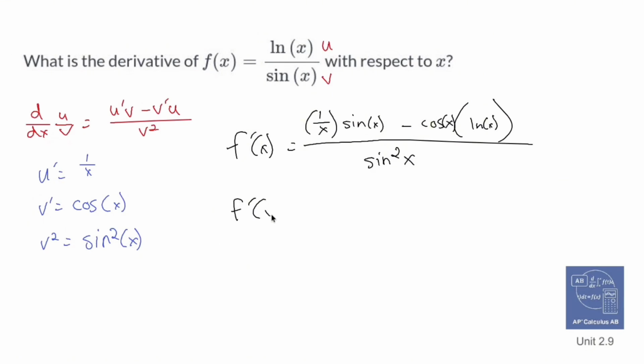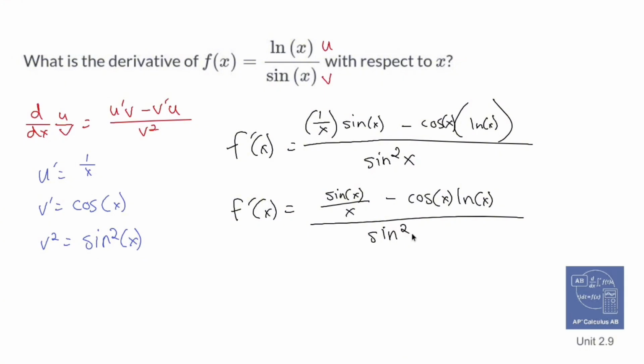So f prime of x is going to equal, let's do sine x over x minus cos x ln of x, all over sine squared x. I look at this and I don't see any point in continuing and trying to make this into one big fraction and then multiplying the top and the bottom by 1 over sine squared x. So we're going to go with this.